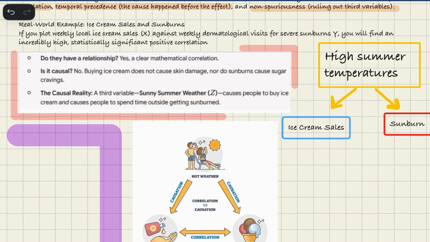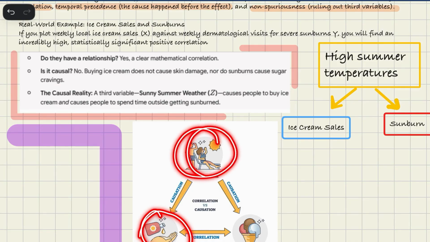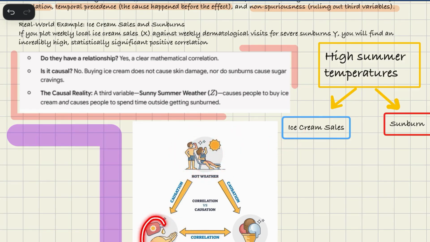So when the weather gets hot, it independently causes people to buy ice cream, and it independently causes people to go out, right? Go out without sunscreen, leading to sunburn. So the sunny, hot weather is the true cause. The relationship between ice cream and sunburn is an illusion. I hope you understood this, right?